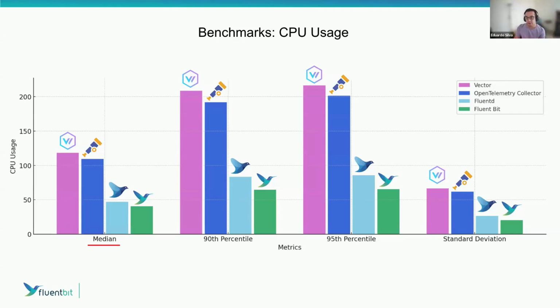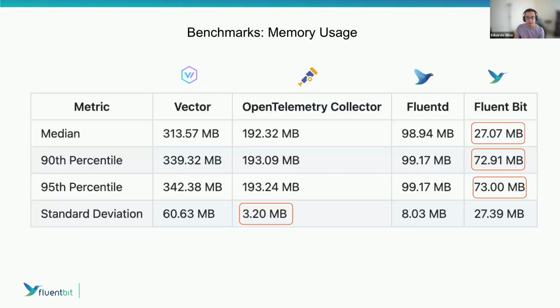And for the others, this is what you have from standard deviation. Fluent Bit also did pretty well. From a memory usage perspective, in the same test where we got the CPU, now it's the memory. We found that the median for Fluent Bit, compared to the others, was like a fraction. Fluent Bit's 25 is 7 megabytes, Fluent Bit's 98, the collector 192, and Vector, well, 300 megabytes.